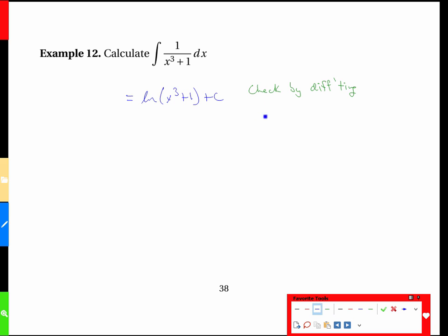And if we check by differentiating, we're going to get the derivative of ln of x cubed plus 1. And the derivative of that is 1 over x cubed plus 1. And fantastic, that's what we had to start with. Oh wait, but there's a product rule we need to use. We're going to get 3x squared after that. Well, that's not in the original. In the function that we were asked to integrate, it was just 1 over x cubed plus 1, and so we're out of luck with that. So that means this is not the antiderivative.